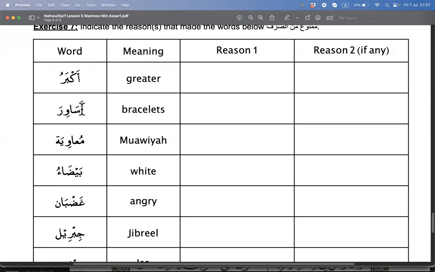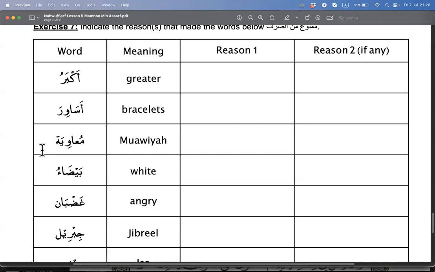But basically, it can be asawiru when it's in the rafa state. Understand? So masajidu, that pattern is in the rafa state, but it can be in the nasab state. It can be in the jar state, right? So don't think about what's at the end. Yes, this is your masajid, which is a super plural pattern. Next one, Muawiyah.